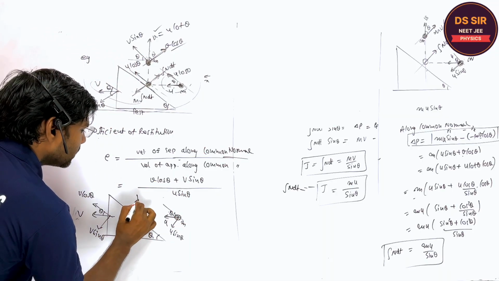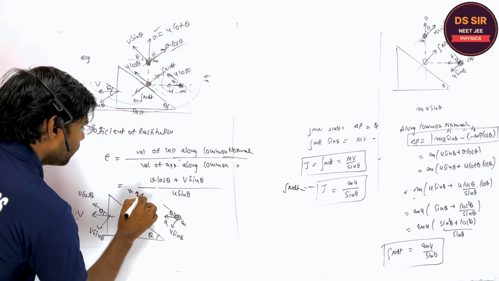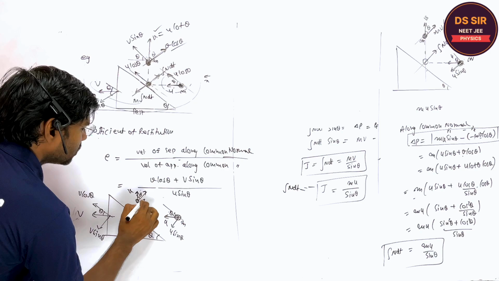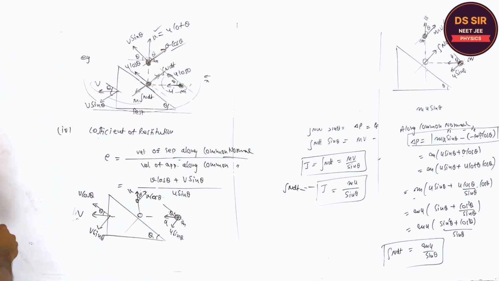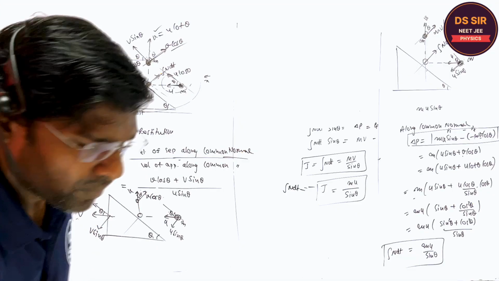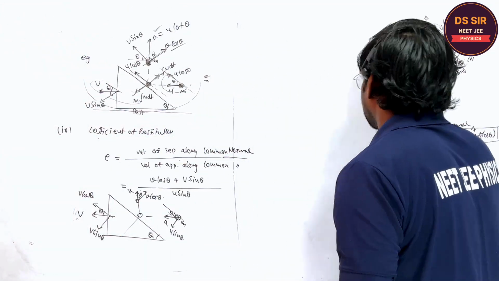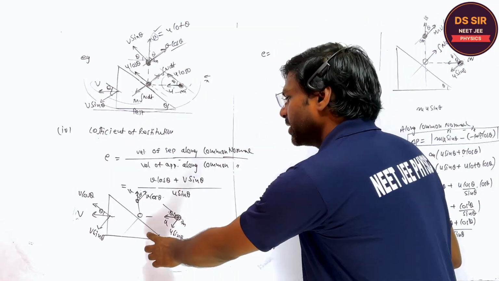Are you getting? This is the v, this is along the common normal, this is theta, so this is v cos theta and this is v sin theta. So this is the definition of the coefficient of restitution. Now we can put the different values and we can get the values of E. Wait for one minute, I am making it correct.